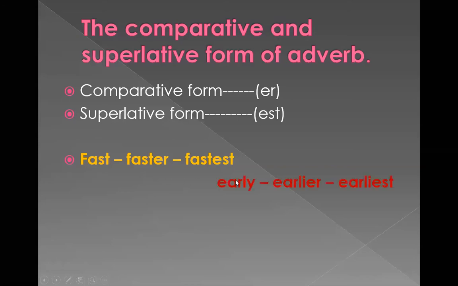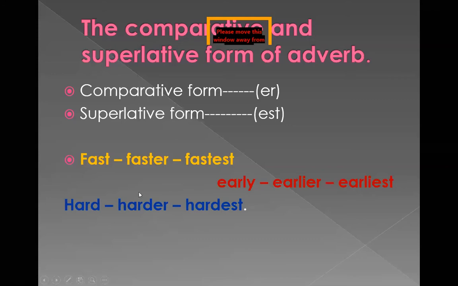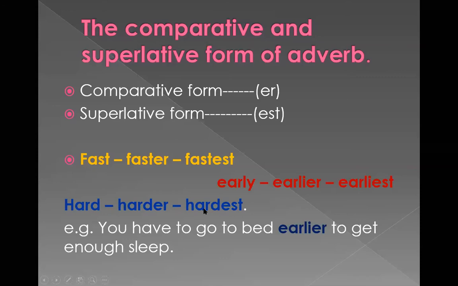Like also early. Early is an adverb. In the comparative, we can say earlier. Can you see we omitted the y and added ier? In the superlative, it's earliest. Also like hard. Hard is an adverb. The comparative of it is harder, and the superlative is hardest.